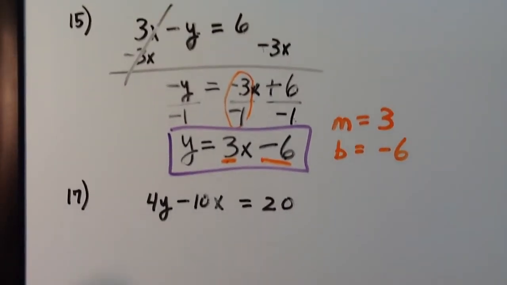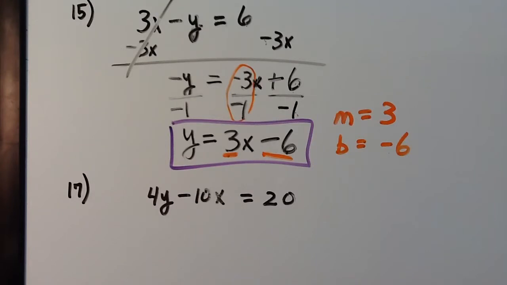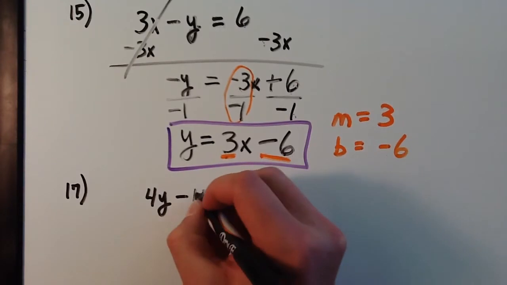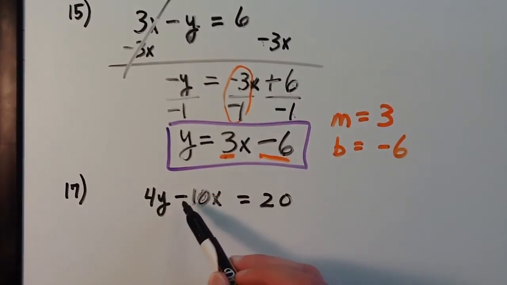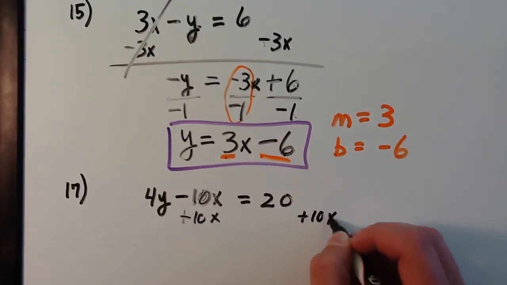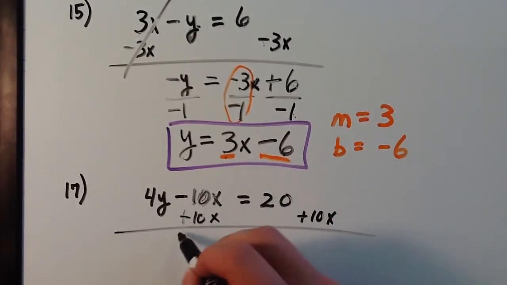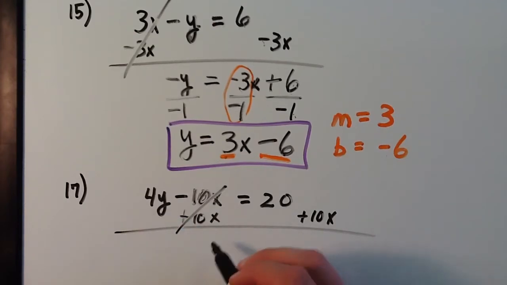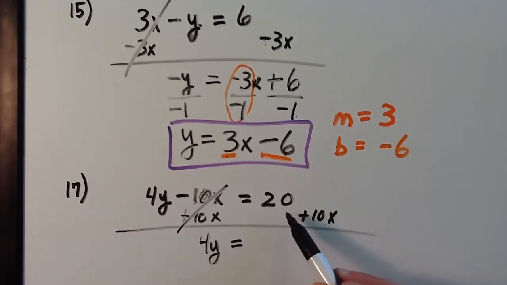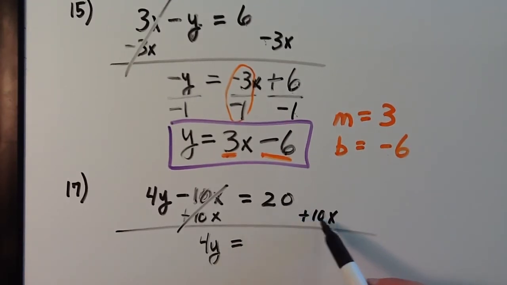Okay. Next one. This is number 17. 4y minus 10x equals 20. I need to solve for y, so get y on the side by itself. To do that, I need to move this 10x term to the other side. Right now I'm subtracting, so to move it, I would add 10x to both sides so that those 10x's cancel. I'm left with 4y on the left side. Bring the equal sign down. Over here I have 20 plus 10x.